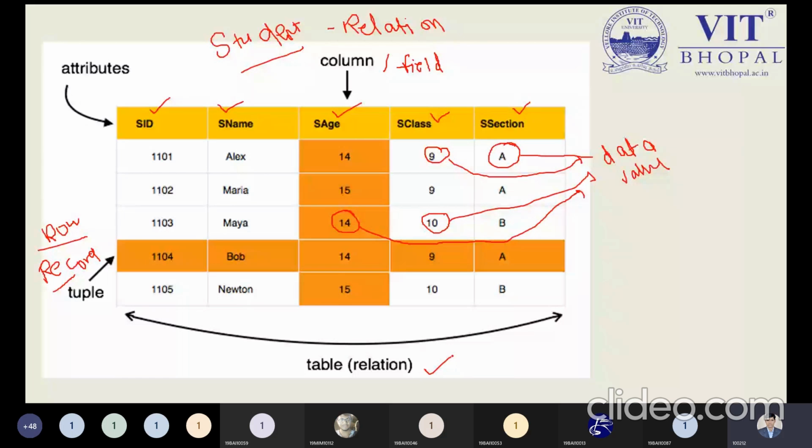Any doubt in this diagram, then you can ask me. Yes, please, student. One by one, we are understanding each and everything. Yes, please tell me any doubt you have, then you can ask me.